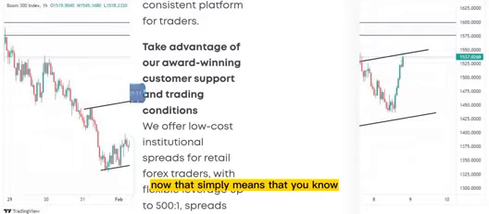Now that simply means that leverage is something that actually enables you to maximize your potential. Let's say, for example, you have a trading account of $500, and you have a leverage of 1.